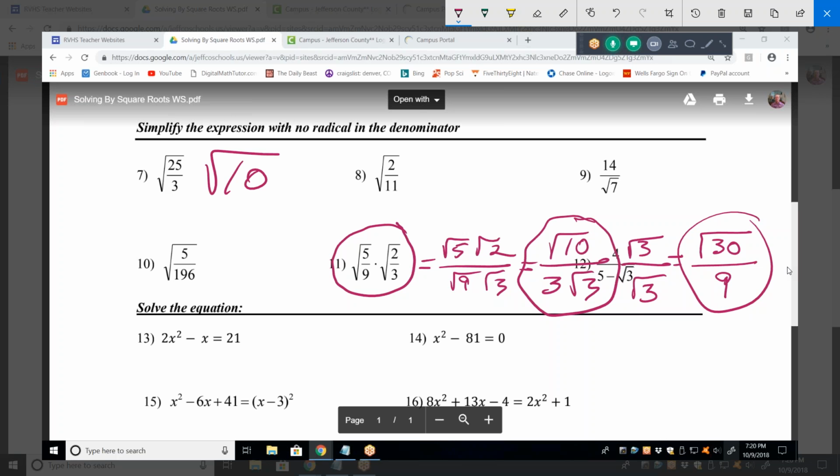Now, when you start off with square root of 5 times square root of 2 over square root of 9 times square root of 3, how come you simplified the square root of 9 but nothing else? Because that's a whole number. None of the others are whole numbers. In other words, that's irrational, that's irrational, that's irrational, that is rational.